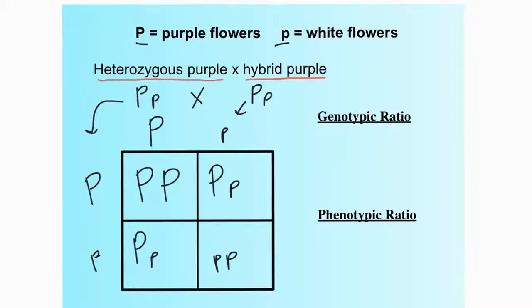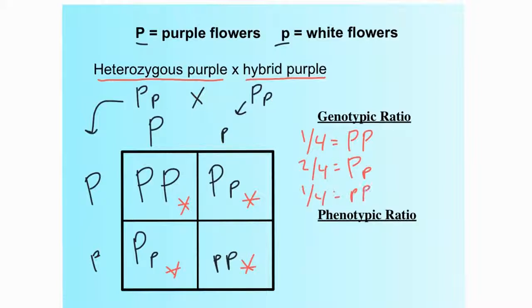All right, now what's the genotypic ratio? How many of these boxes are big P, big P? I see 1. So on average, 1 out of 4 of these flowers will have the genotype of big P, big P. How many of them are big P, little p? I see 1. I see 2. So 2 out of 4 on average will have the genotype of big P, little p. And that leaves us 1 left. 1 out of 4 will have the genotype of little p, little p.